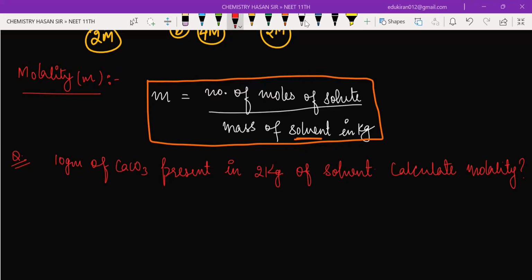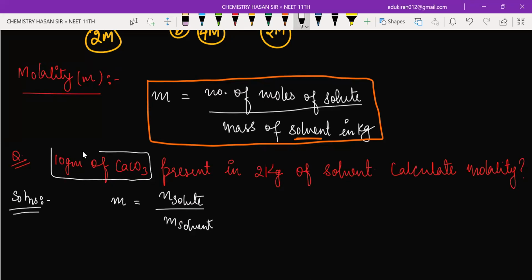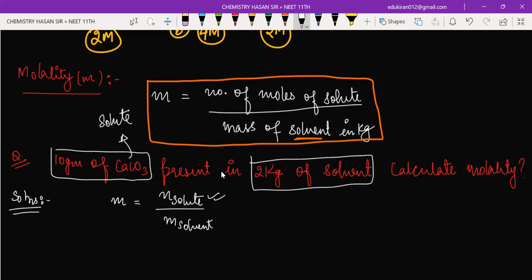Any answer? Very good, Rishita. I'm going to check this. So you can see to calculate molality, it will be equal to number of moles of solute upon mass of solvent in kg. So as you can see, this is your mass given, but we need number of moles of solute. This is your solute. The one which is lesser in quantity is solute, and the one which is greater in quantity is solvent.